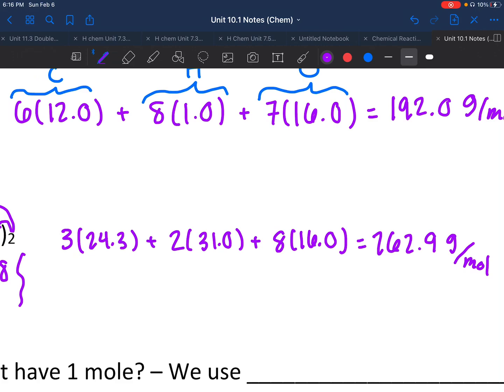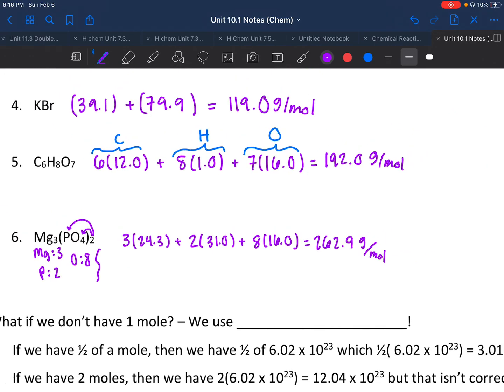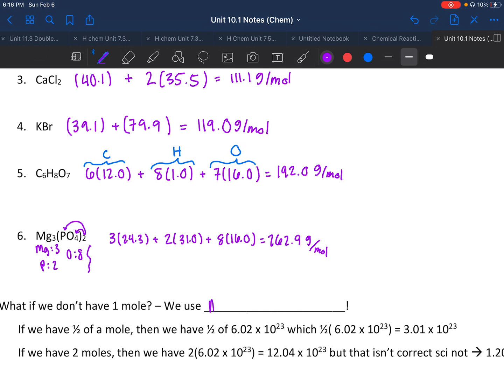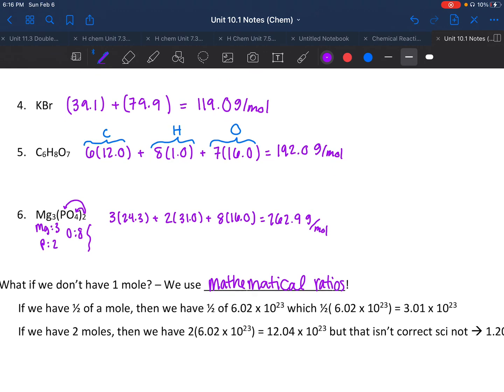Now, if we don't have 1 mole of something, we are going to be using molar ratios, all right? So we'll just call them mathematical ratios for now, but you could pretty much logic through them. And so we'll get more into this next class period. But if we have half a mole of something, then we have half the amount, right? So if we only have half a mole, then we have half that number of particles. So you just half it, right? If we have twice as much, then we have twice that number of particles, okay?